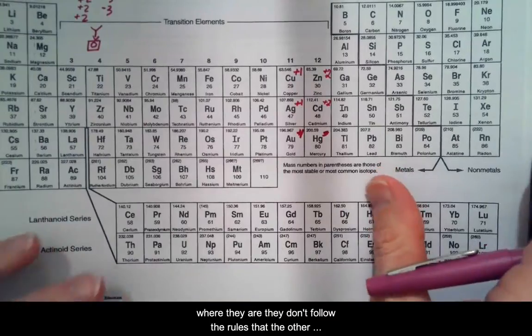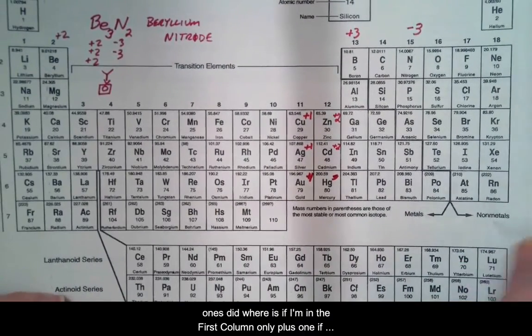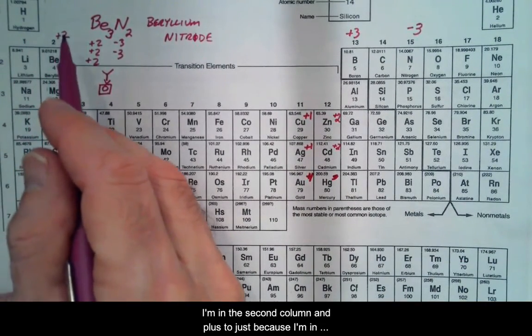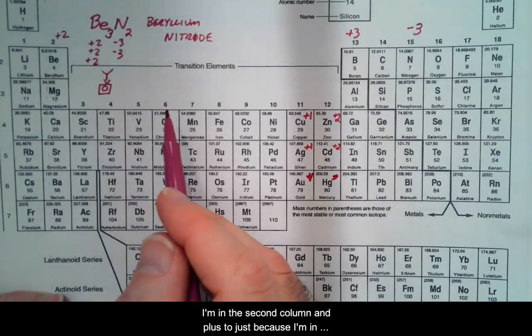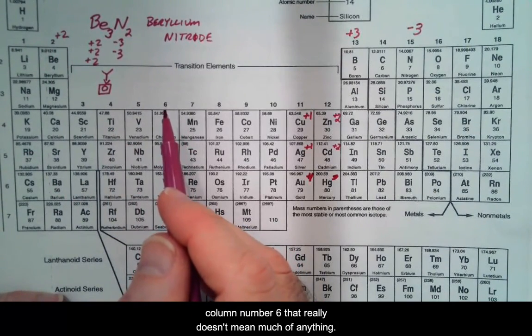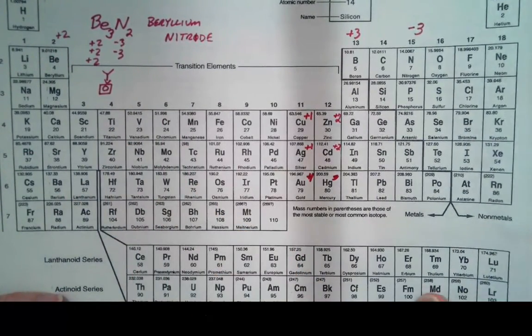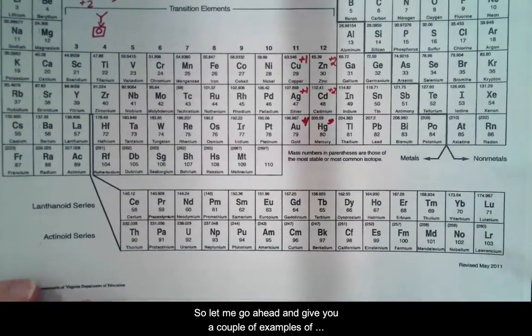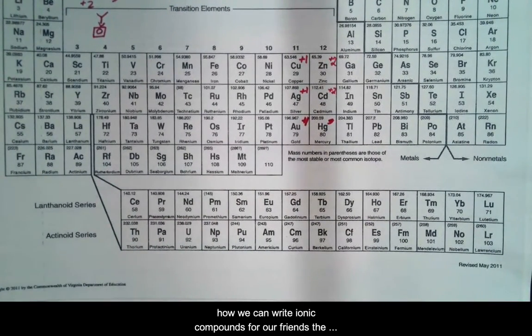They don't follow the rules that the other ones did, whereas if I'm in the first column, I'm going to be +1. If I'm in the second column, I'm +2. Just because I'm in column number 6, that really doesn't mean much of anything, all right? So let me give you a couple of examples of how we can write ionic compounds for our friends, the transition metals.